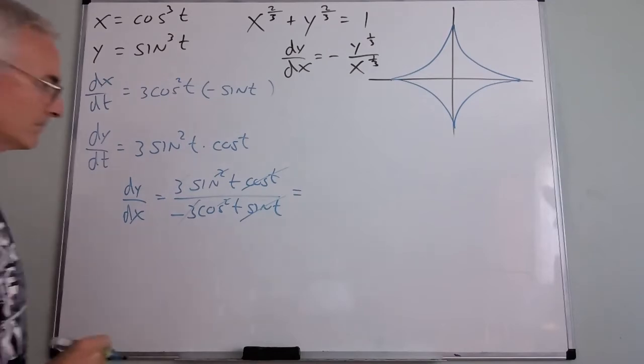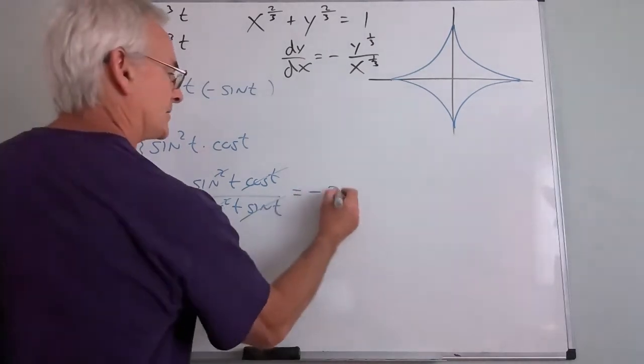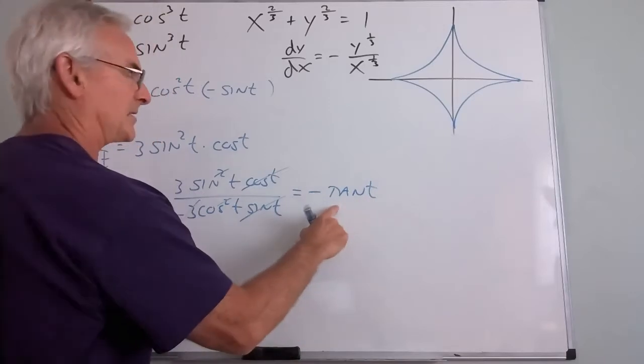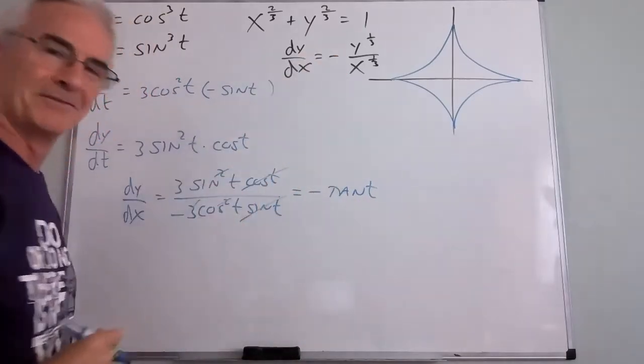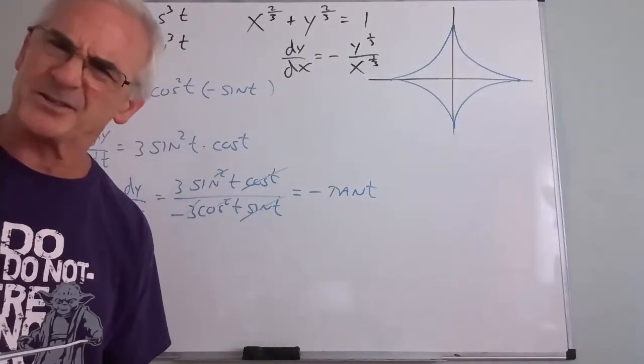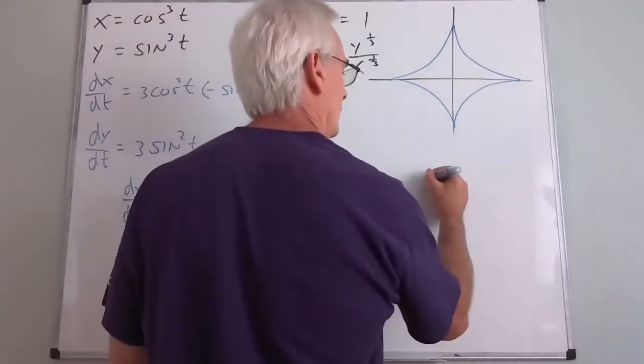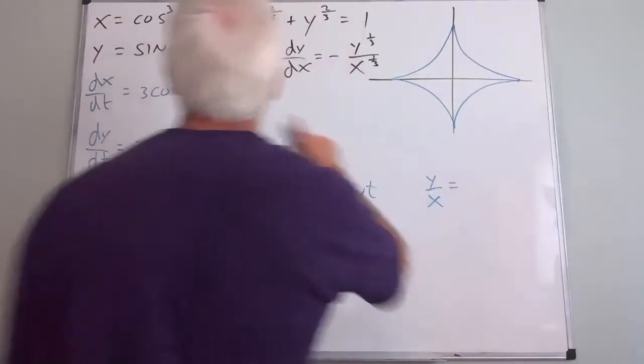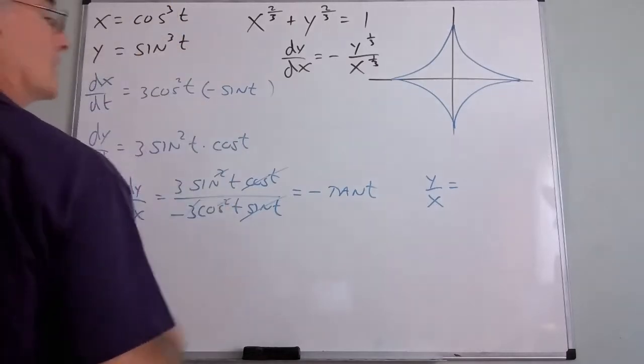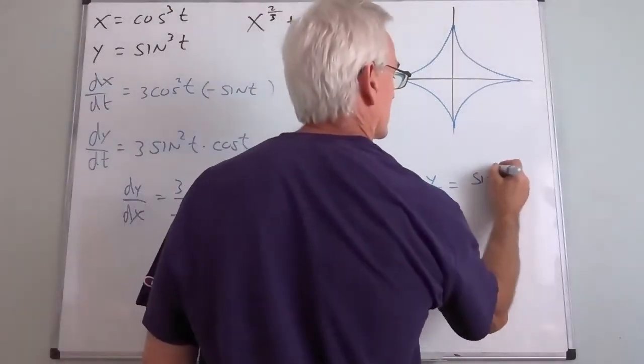Is that just negative tangent? Negative tangent of t. Wow, that doesn't look nearly as scary as what that one was. Negative tangent of t? Well, what is y over x right now? What is y over x? Sine cubed t divided by cosine cubed t.